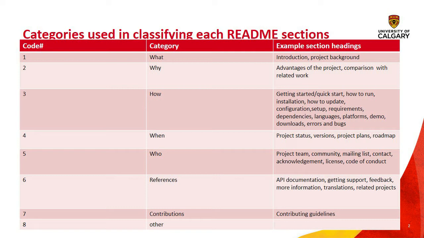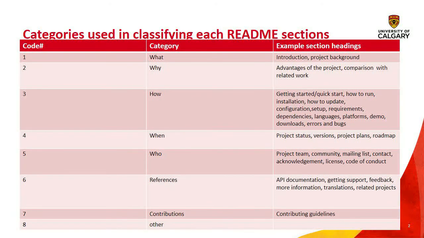Now I would like to discuss the categories used in classifying each README file section. Various codes were given to different sections of each README file. For example, code 1 was chosen for any section that is discussing the introduction or the project background. Code number 2 is about any advantages of the project, or when the project is being compared with another related work.